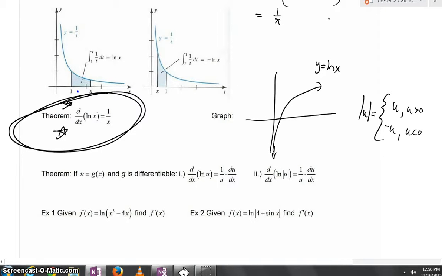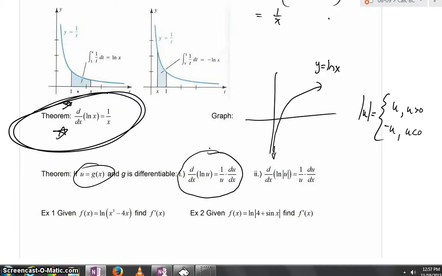But look at this theorem down below. If u is just some arbitrary function, g, and we just write it a little bit more simply, and g is differentiable, it shouldn't surprise you that when you take the derivative of the natural log of g of x, which we're calling u, we're going to use the chain rule. We'll say that's 1 over u times du dx. And kids probably are thinking, hey, well, that's wonderful, that's good.